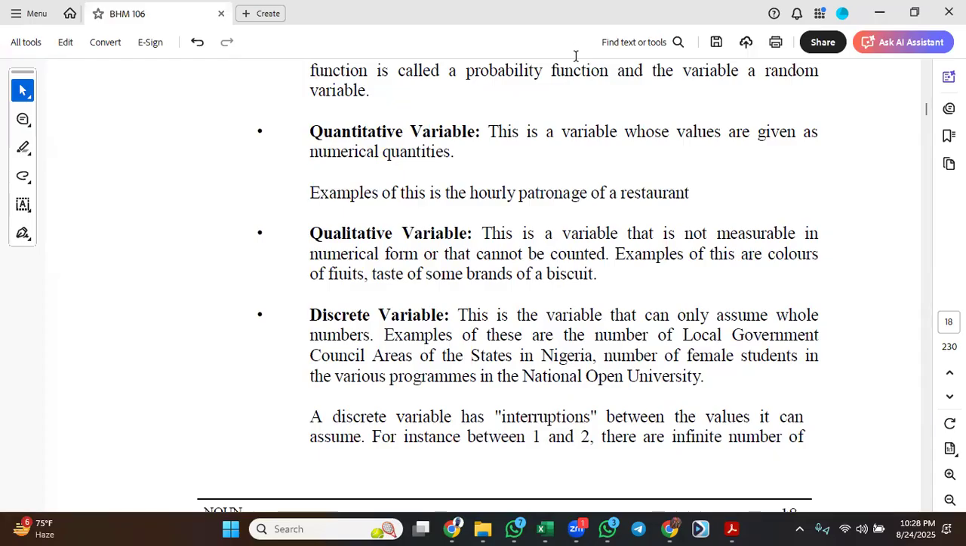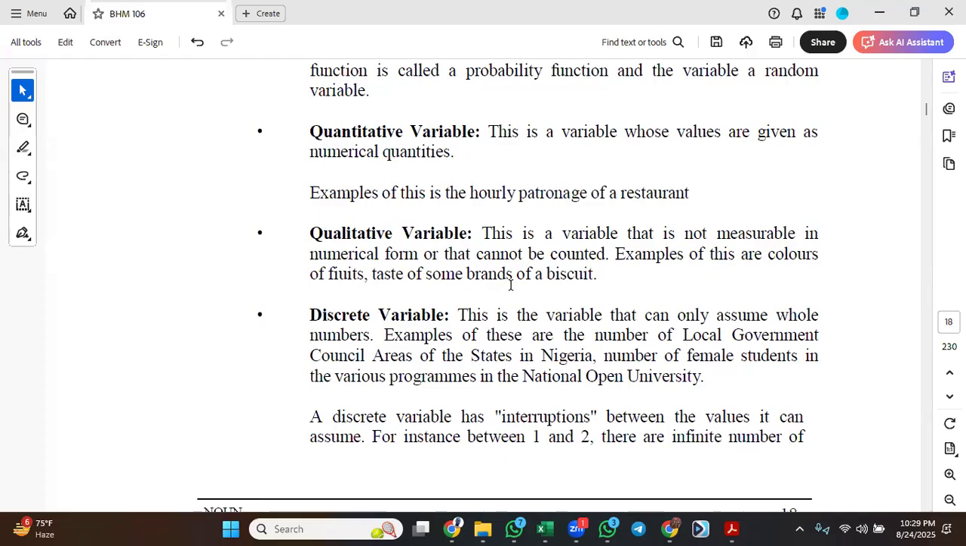Yeah, thank you. In fact, it's a very simple thing. Those ones that are qualitative, you will know. Look at it now, color of biscuit or the taste of a biscuit. Let's say a new drink was released last month, and then the taste of that drink is a qualitative variable. You understand? The taste of food and the rest of them, color of things, all those ones, they are qualitative.